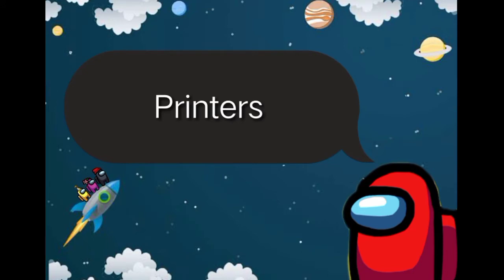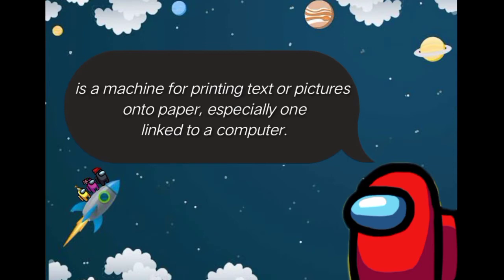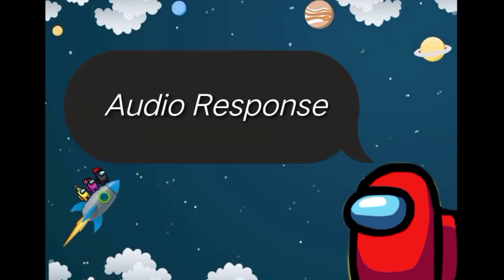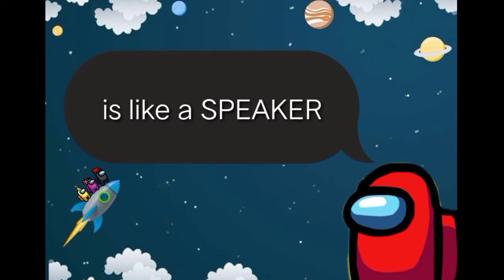Printers. Printers are the common output media devices. A printer is a machine for printing text or pictures onto paper, especially one linked to a computer. Plotter. A plotter produces vector graphics drawings. Plotters draw lines on paper using a pen. Audio response. Audio response is like a speaker on a computer.